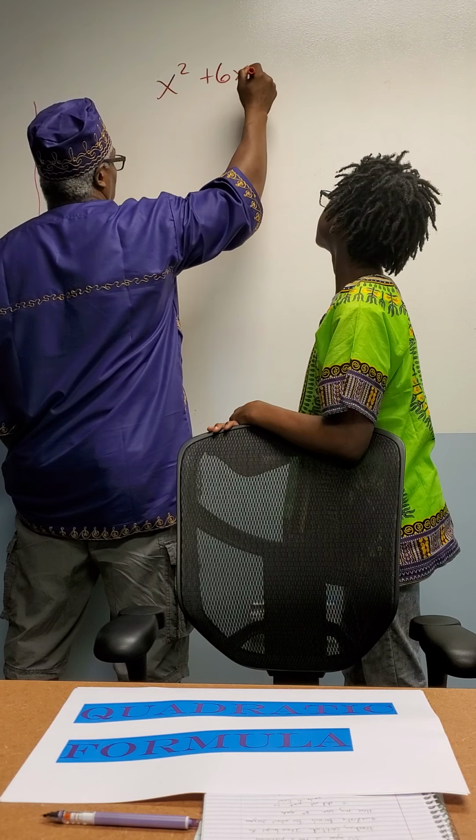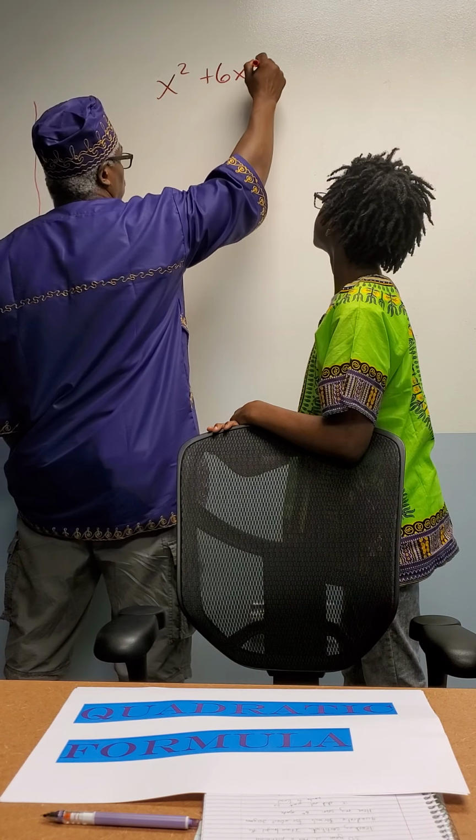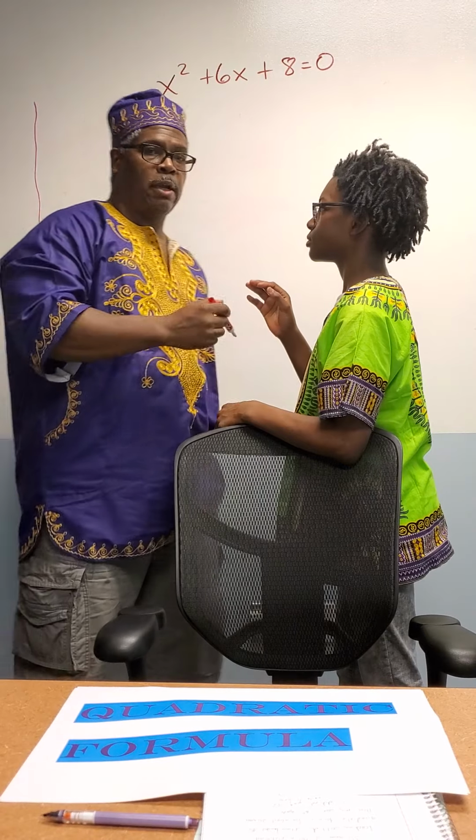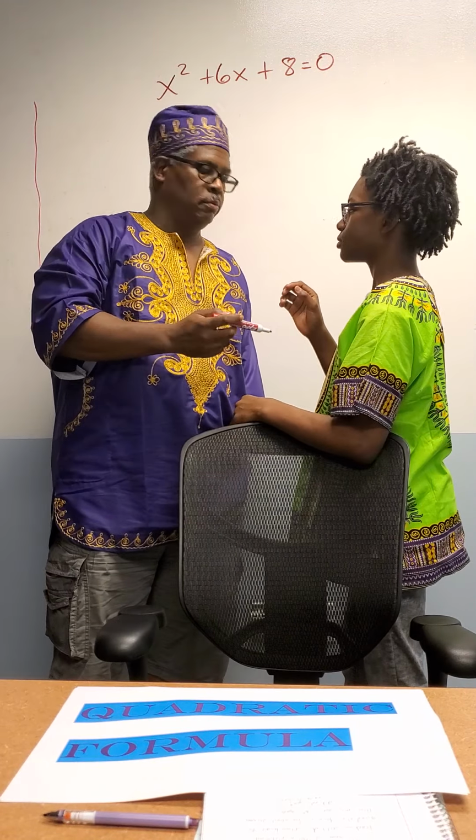So right now I'm going to give him a problem to do. I'll write it on the board. All right, give me the marker, Tark. So we'll do something easy like x squared plus 6x plus 8 equals 0. So he's going to use the quadratic formula to figure this out. Okay, go ahead, Tark.